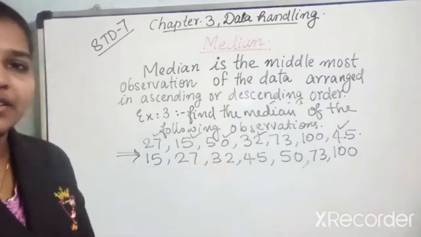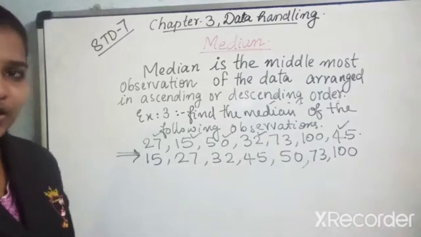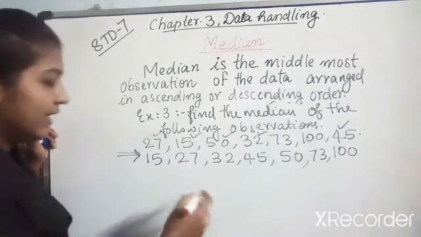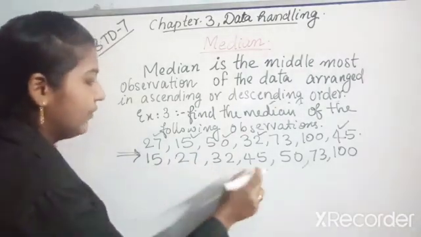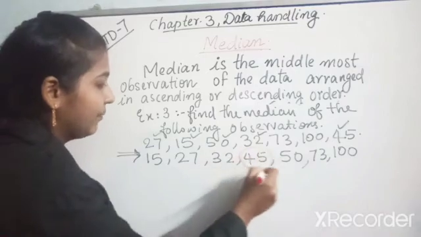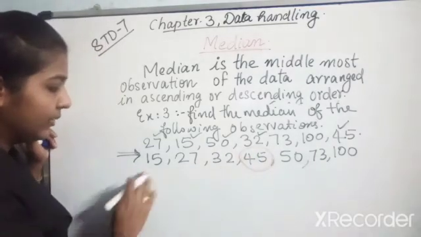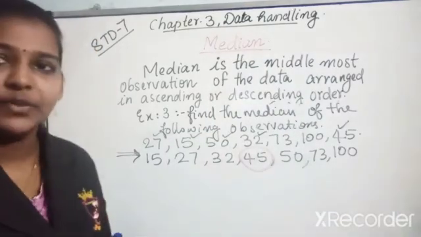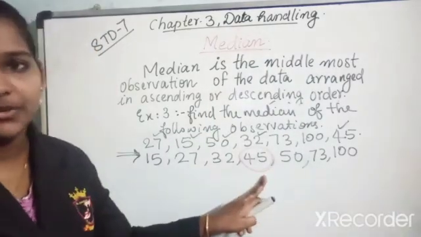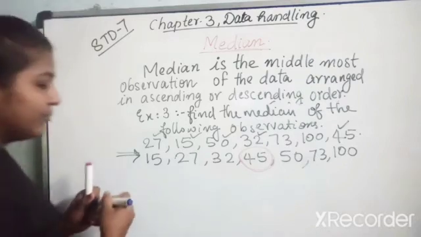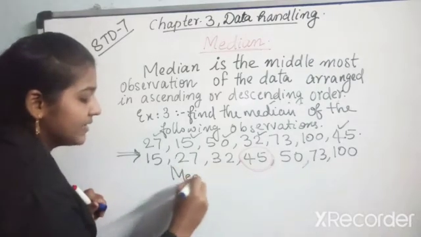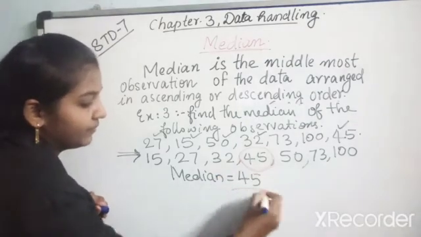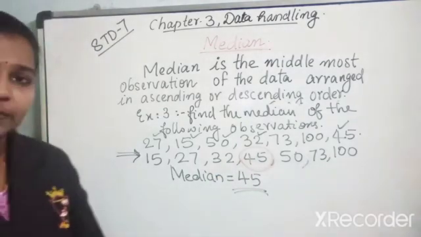Now you can mark the fourth observation. The observation which is in fourth position, that is 1, 2, 3, 4, that is 45. Look children, here 1, 2, 3 on the left side and 1, 2, 3 on the right side. Okay, so the middle value is 45. So you can write median is equal to 45. Is it clear children?